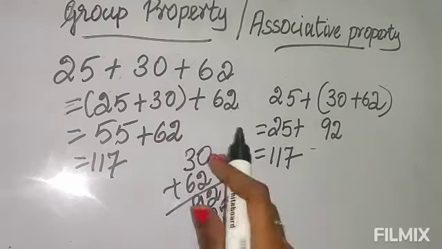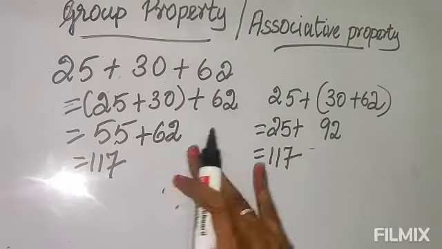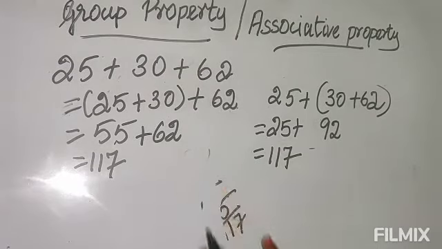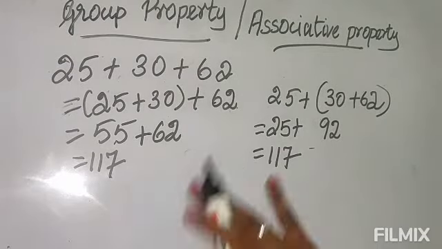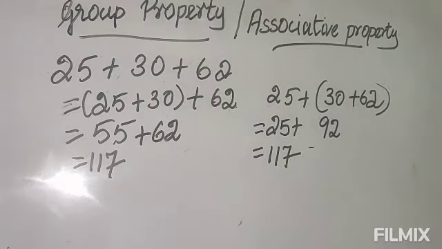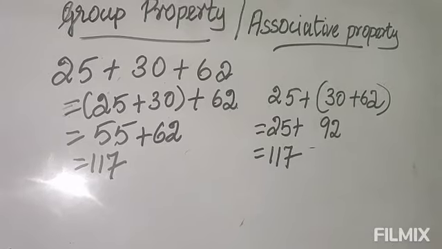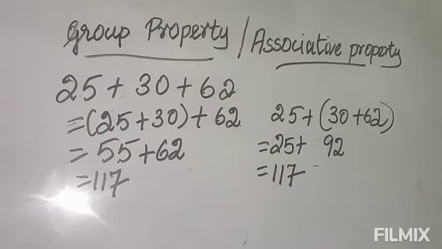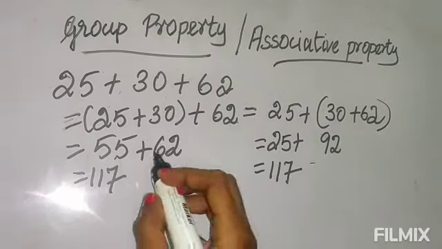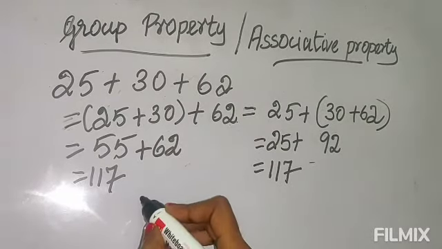No, we have to group them in a different order, but the sum is the same. This is called the associative property, otherwise the group property. That means when you arrange the numbers in different groups but the sum doesn't change, that is called the associative property. So you can write this one now.